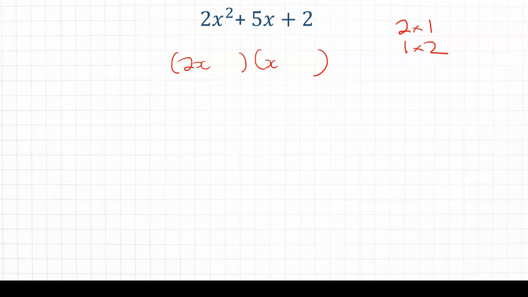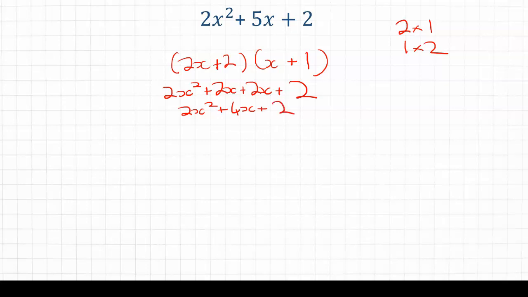Let's try the 2 in the bracket with the 2x first. We multiply out to check. 2x times x is 2x squared. 2x times 1 is 2x. 2 times x is 2x, and 2 times 1 is 2. So we get 2x squared plus 2x plus 2x plus 2, or 2x squared plus 4x plus 2. This is not what the original expression was. It was 2x squared plus 5x plus 2. So this combination with the 2 in the bracket with the 2x won't work.